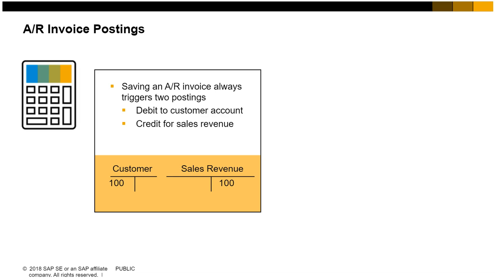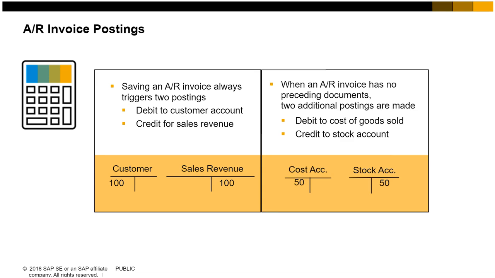Saving an AR invoice always triggers two postings, a debit to the customer account to show what is owed and a credit for sales revenue. When an inventory item is sold on an AR invoice that has no preceding documents, 2 additional postings are made. These are the postings for issuing the item from inventory, that are usually handled by a delivery document, in a perpetual inventory system: a debit to the cost of goods sold account, and a credit to the stock account. Of course, this graphic covers only the basic accounting transactions. There may be additional postings for tax, or additional revenues and expenses.